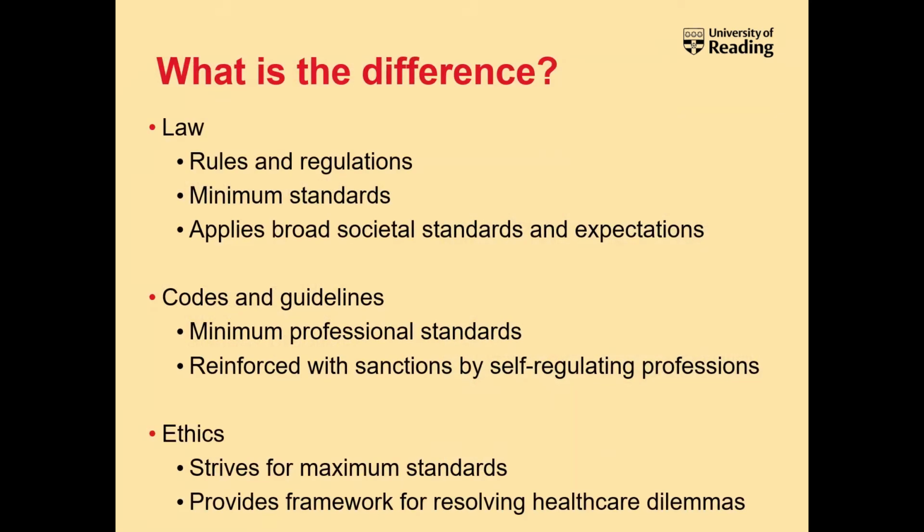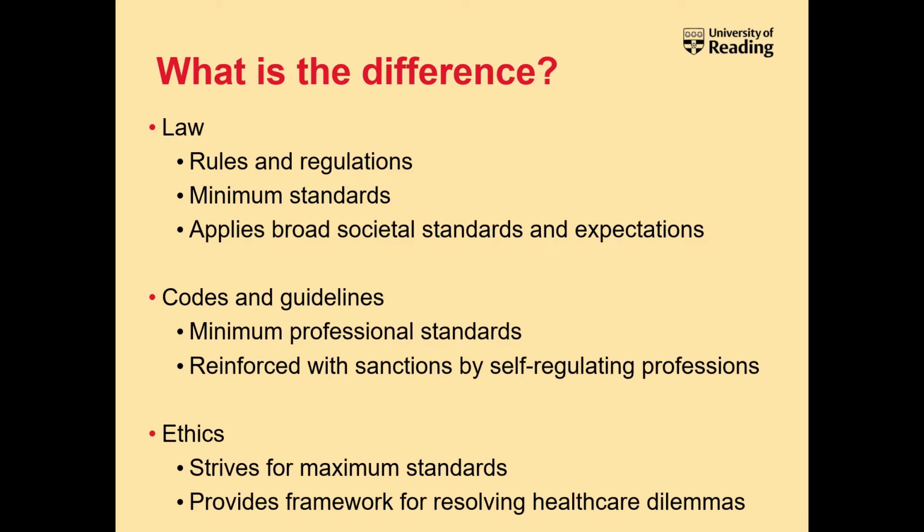So let's just look at the differences between law, codes of conduct and ethics. Law, as we know, is a set of rules and regulations, and these tend to set the minimum standards for behaviour or achievement, and tend to apply broad societal standards and expectations to the way that we behave within society. There are consequences to breaking the law, and this is usually some kind of punishment.